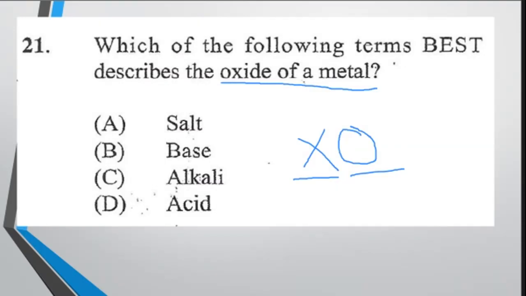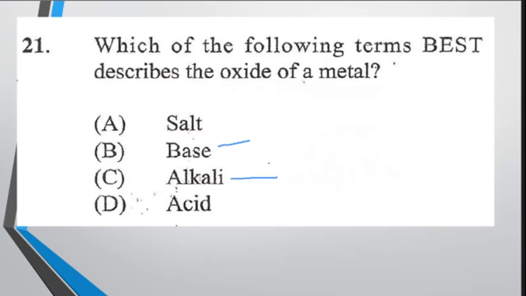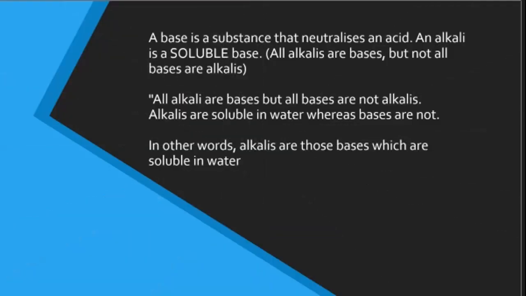So which one best describes the oxide of a metal? It is a basic oxide. So is B the answer or is C the answer? Because base and alkali refer to something similar in our minds. So let's track back before we answer the question completely. A base is a substance that neutralizes an acid. An alkali is a soluble base, right? So all alkalis are bases, but not all bases are alkalis.